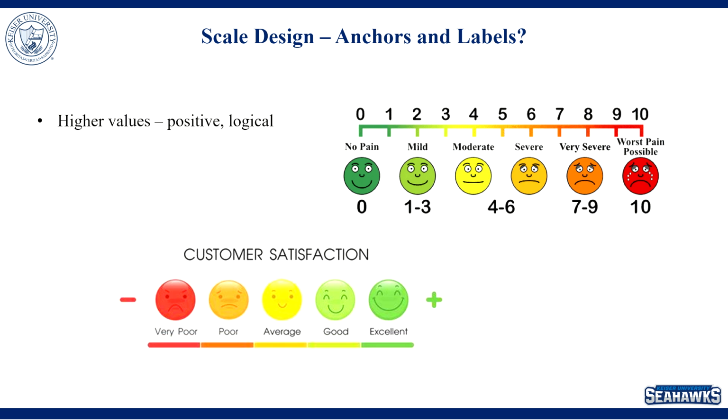So for the most part, these ordinal categories flow, where it doesn't go from no pain to little pain to all of a sudden severe pain and make a big jump. So it goes no pain, mild, moderate, severe, very severe, and then worst pain possible.